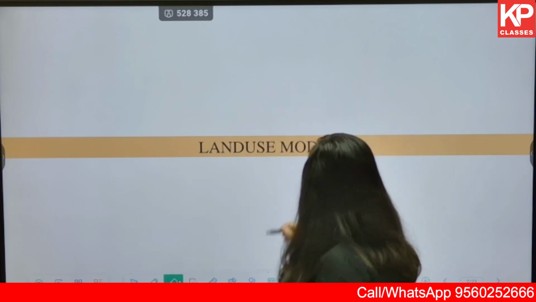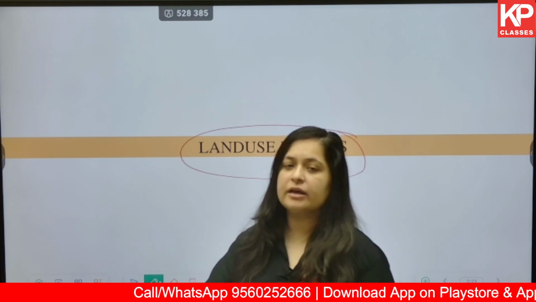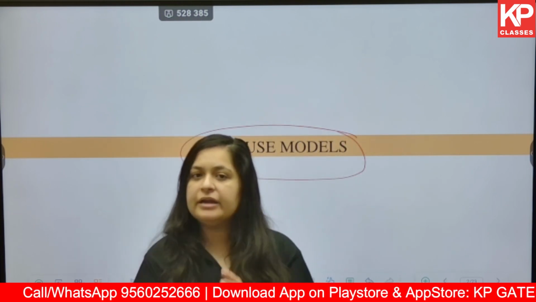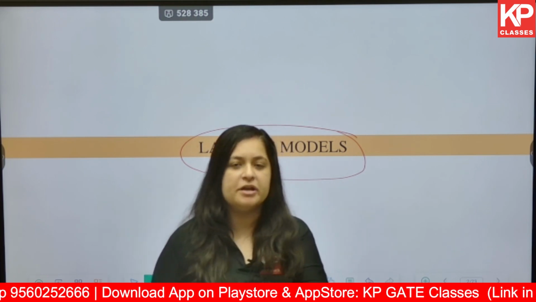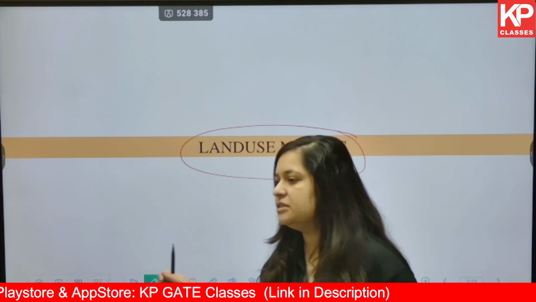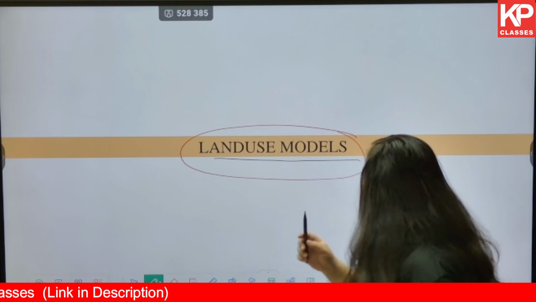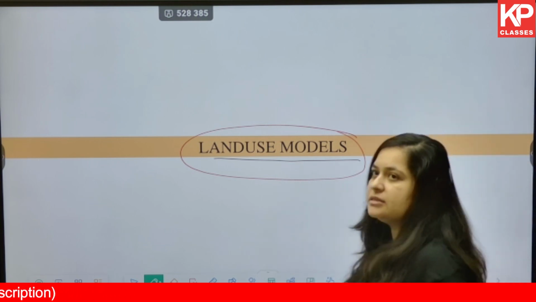The topic that we will be studying today is the land use models. Now, if you are an architect, if you are a planner, and if you are preparing for any competitive exam or GATE exam, you must have come across this particular term, the land use model. Now, what are land use models?